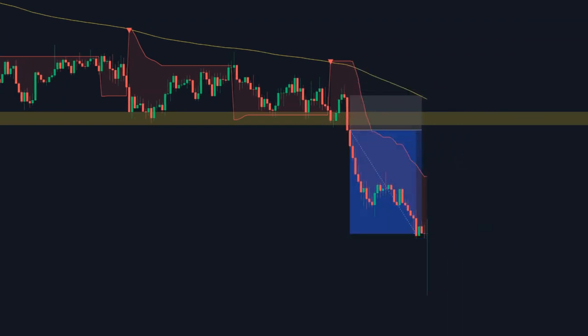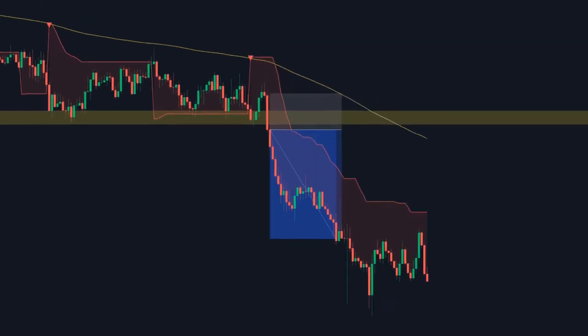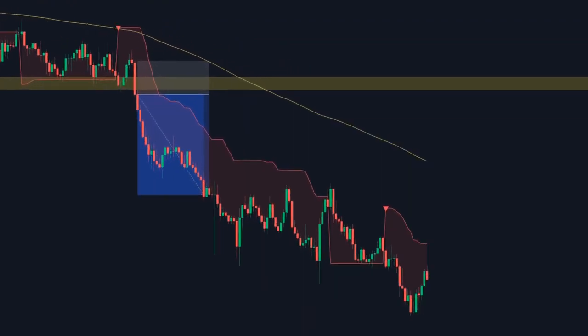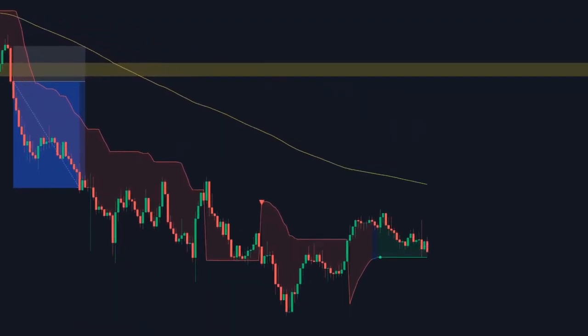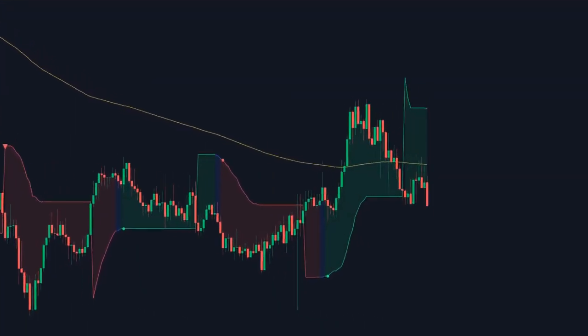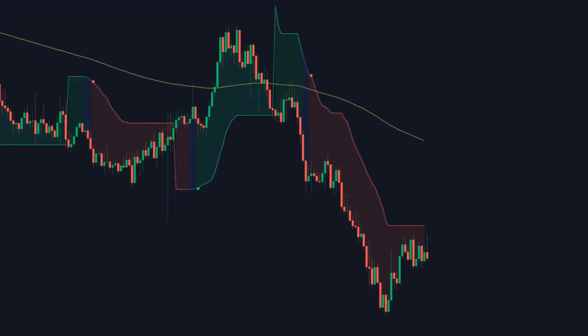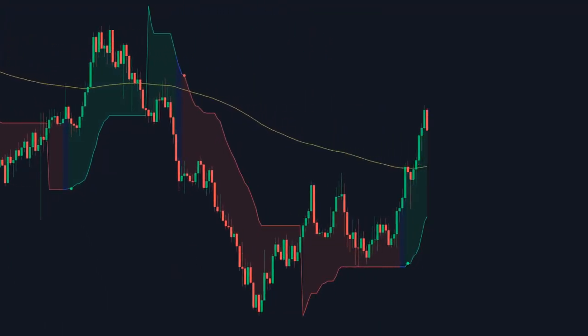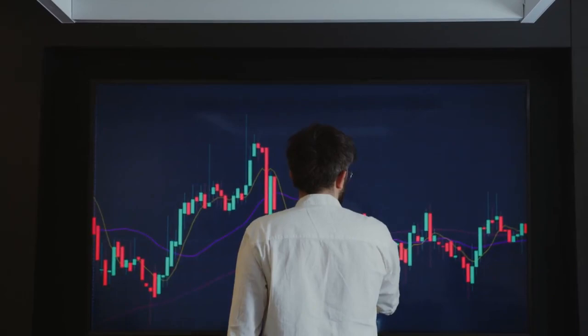In conclusion, the Volume Supertrend AI indicator is a crucial tool in identifying market trends, combining both volume analysis and machine learning to fine-tune your trading strategy. Use this guide not as financial advice, but as a stepping stone towards making informed and strategic trading decisions.